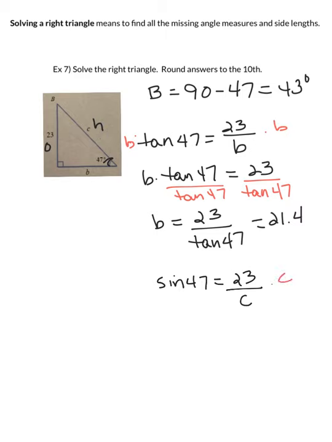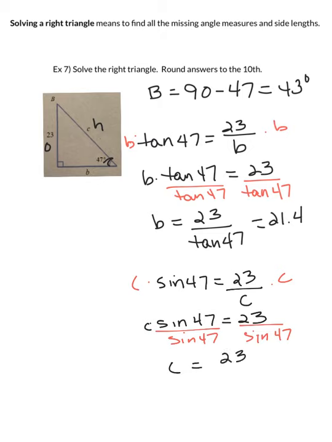This is going to solve just like what we did for tangent. We have to multiply both sides by C. So we have C times the sine of 47 equals 23. We've got to divide by the sine of 47 on both sides. So we get C equals 23 divided by the sine of 47. Doing that on your calculator, you should get 31.4.